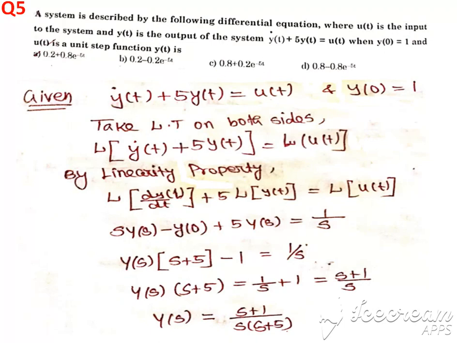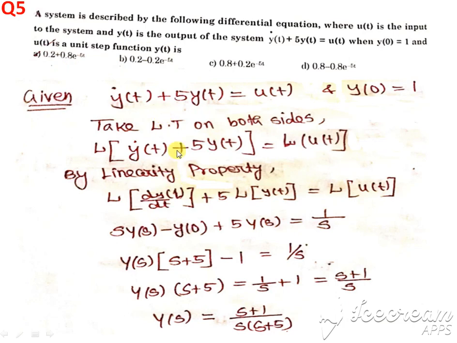A system is described by the following differential equation, where u of t is the input to the system and y of t is the output of the system. y dash of t plus 5y of t is equal to u of t, when y of 0 is equal to 1 and u of t is the unit step function. y of t is? So options are given.